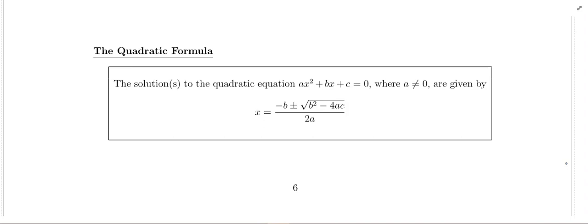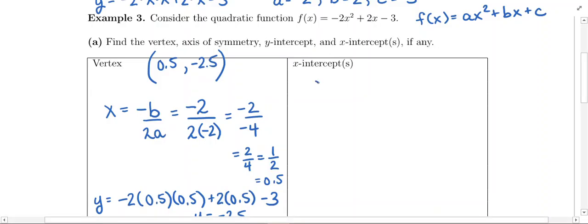Your x values, your solutions, are going to be negative b plus or minus the square root of b squared minus 4ac all over 2a. Keep in mind when you work with this formula, the entire numerator is divided by 2a. Not just the negative b, not just the square root, the entire thing. All right, so let's go back and take a look at this. I'm going to write down the quadratic formula. Well, hang on a second before I do that.